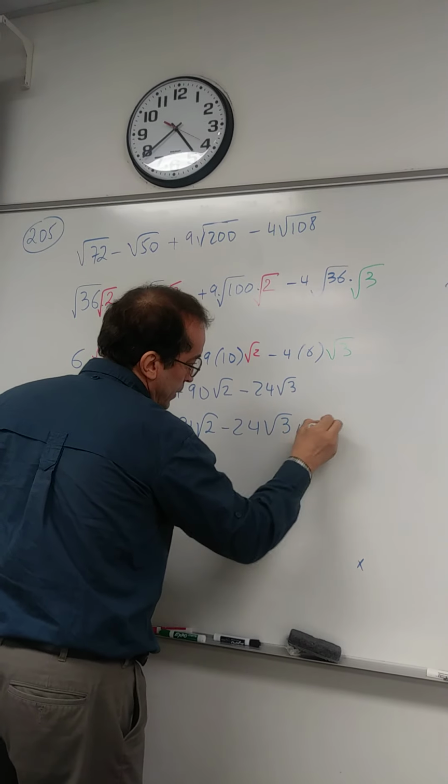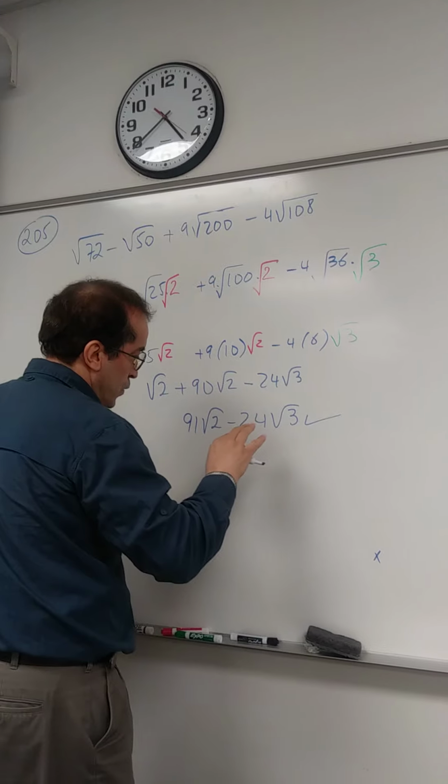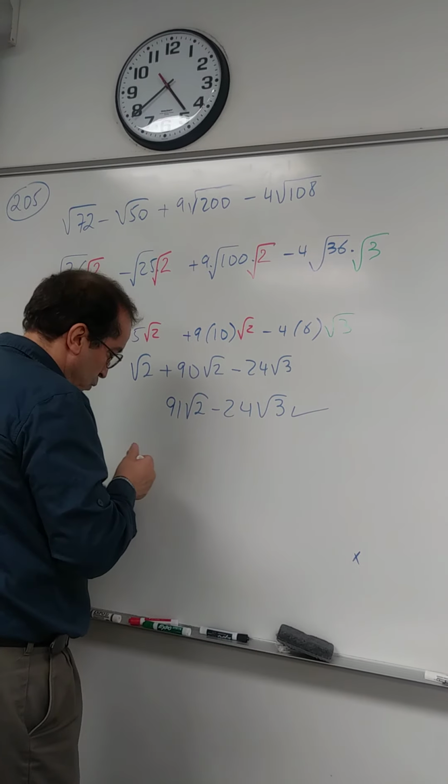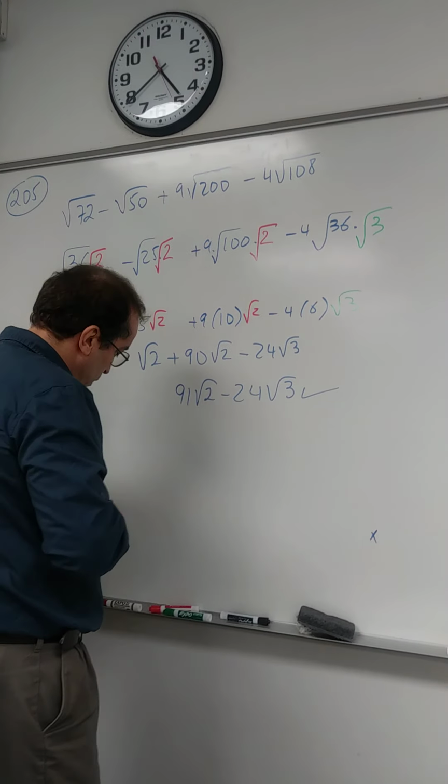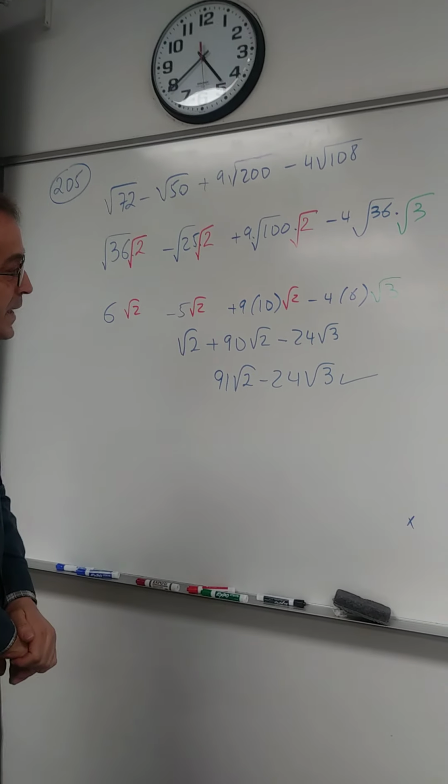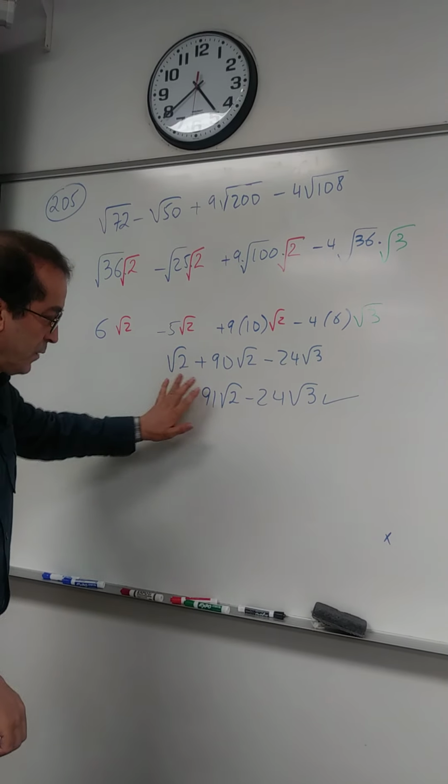And then we leave the answer like this. So it can't be simplified any further. The root 3 and the root 2 terms are not like radicals and they're not like terms. So they can't be simplified. So we have to leave the answer like this.